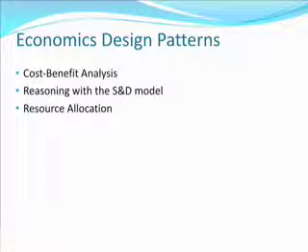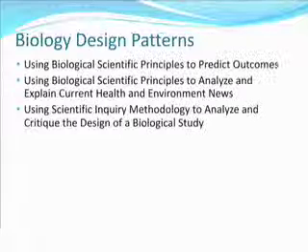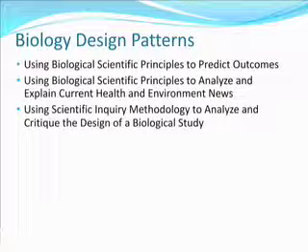So what did the economics professors say they wanted their students to know and do? They wanted them to do cost-benefit analysis. They wanted them to think and reason with a supply and demand model. And they wanted them to use that same supply and demand knowledge to know about how you allocate scarce resources. And in biology, they wanted them to be able to predict outcomes using scientific principles, to analyze the news and health and environment, and to be a critical consumer of scientific research.